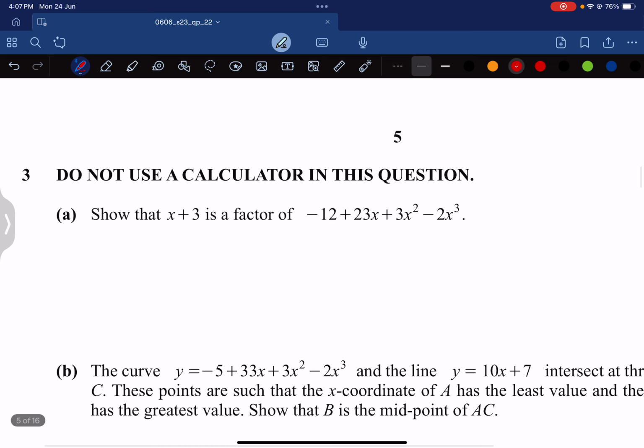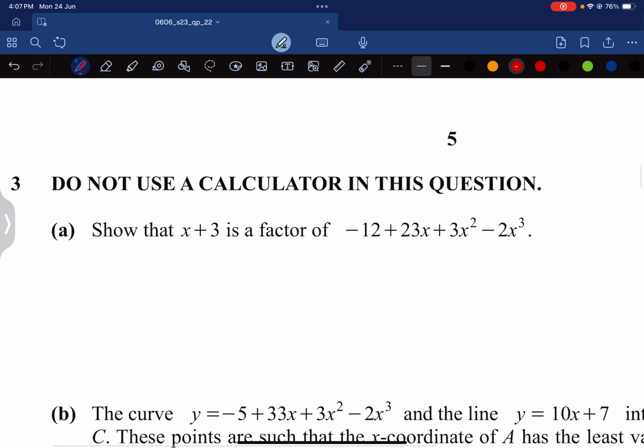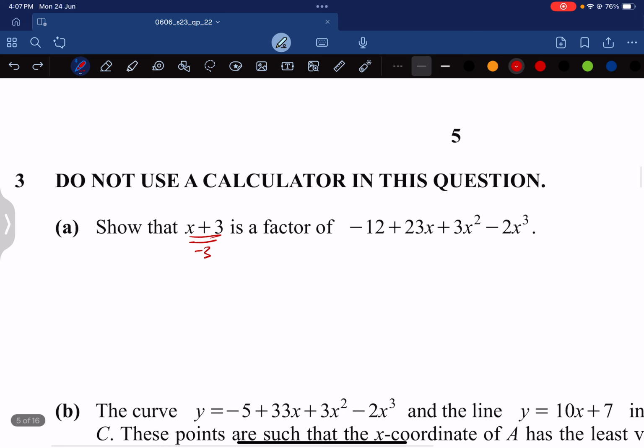Show that x plus 3 is a factor of this polynomial. Okay, so we just substitute x equals negative 3. How do we know what value to substitute? You let it be 0 and solve it, so we know that x equals negative 3.